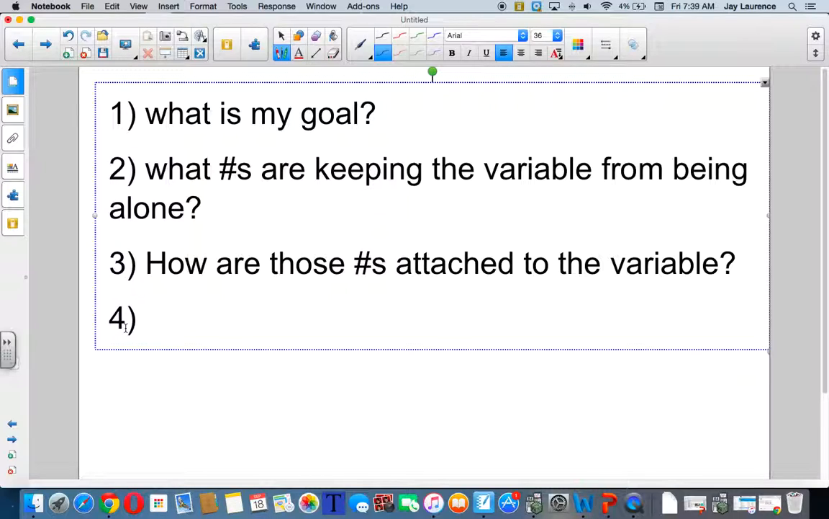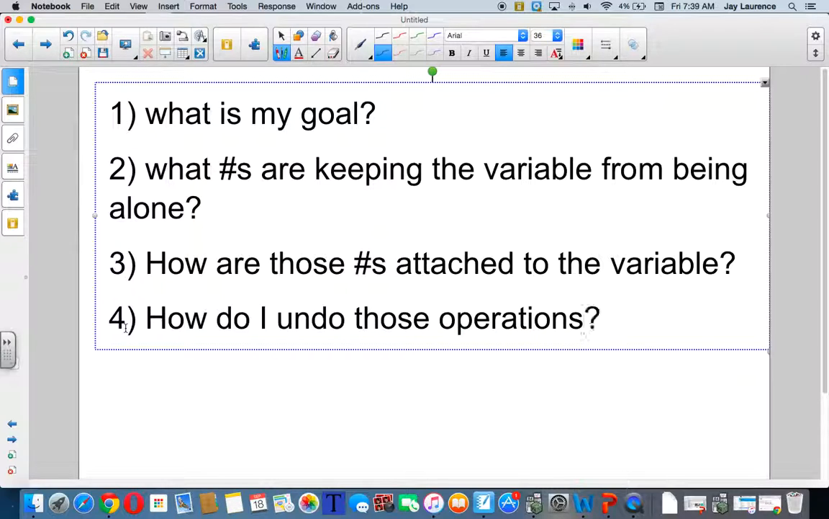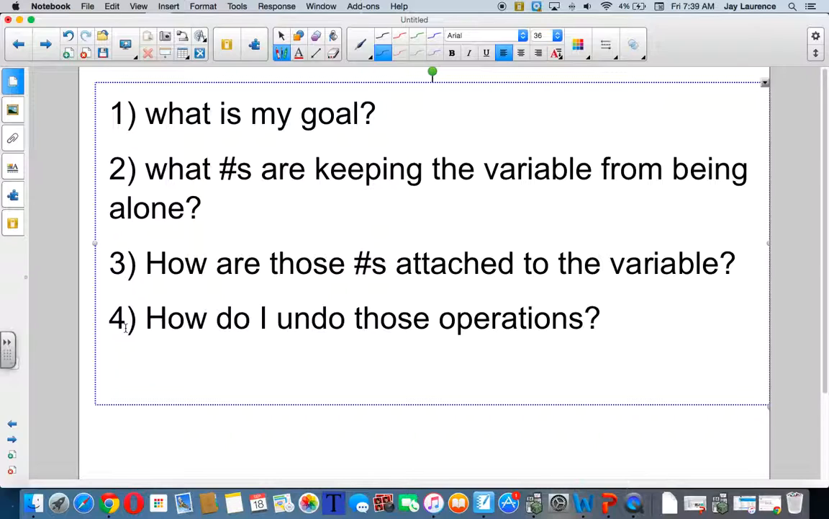All right, and 4: how do I undo those operations? In other words, what are the inverse operations? That's what will undo it. You know, multiplication undoes division, division undoes multiplication, etc.